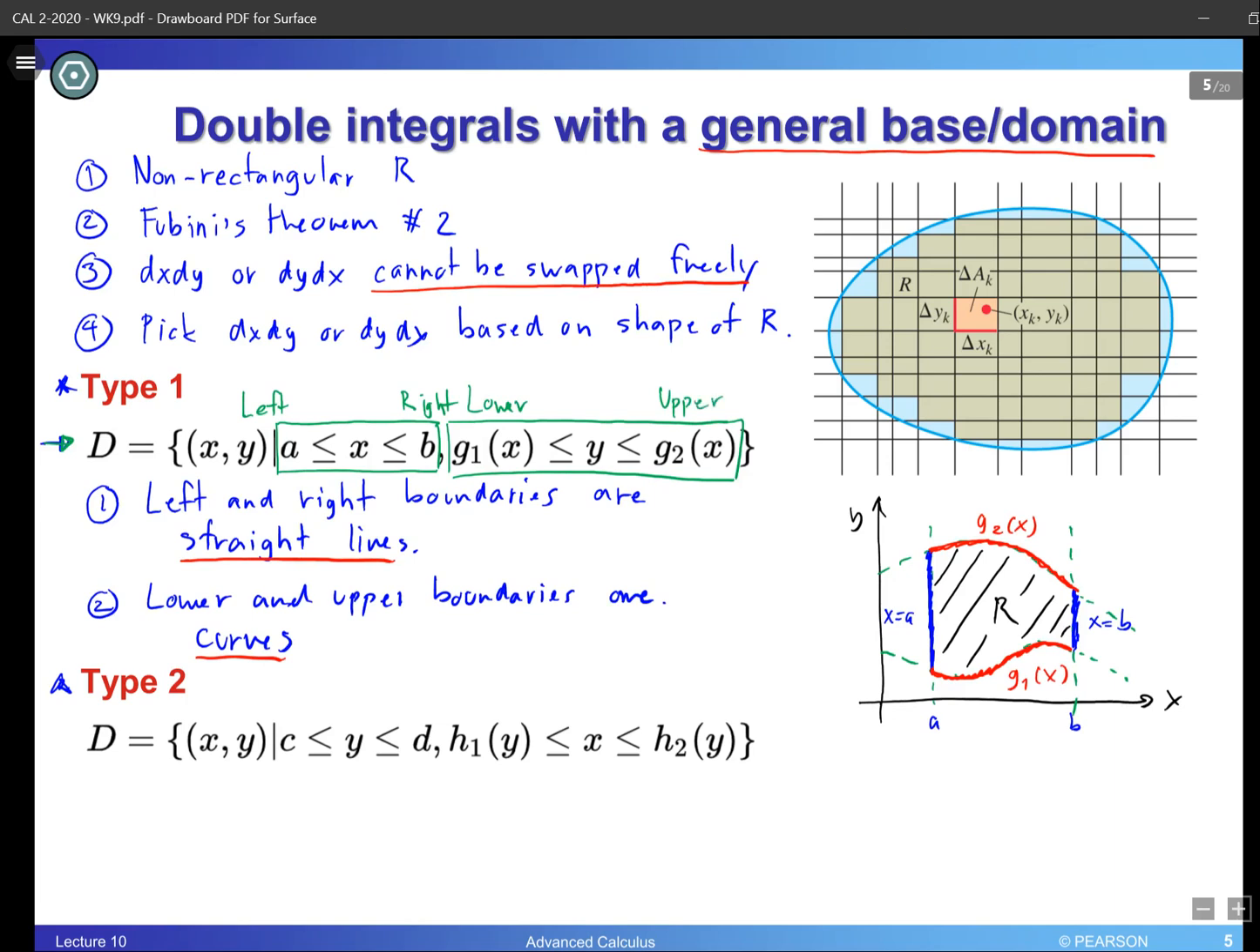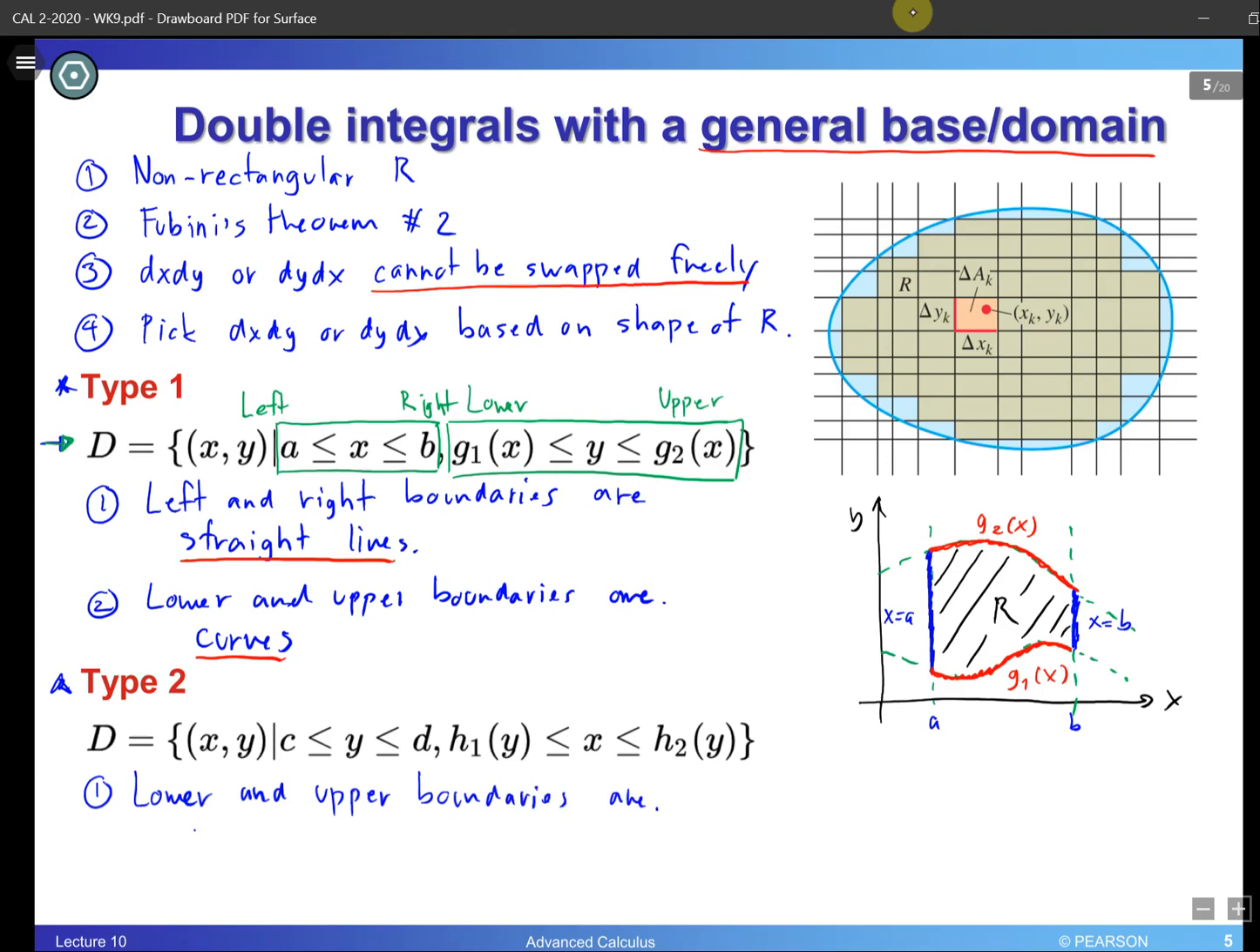Okay then, now let's move to type 2. What we talked about earlier is the example for type 1. Now we move to type 2. So for type 2, it's going to be similar to type 1, except that the properties are going to be the other way around. So let's take a look here. It's going to be about the boundaries again. Number 1, this time around, it's the lower and upper boundaries that are supposed to be straight lines instead.